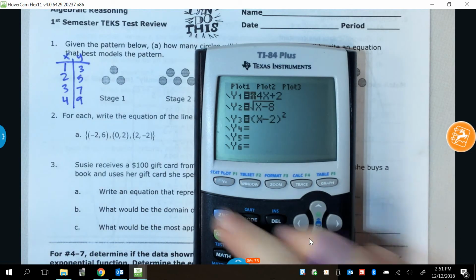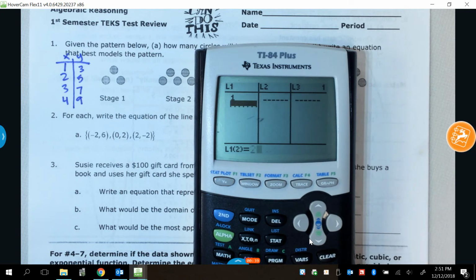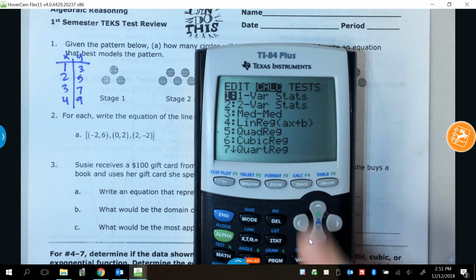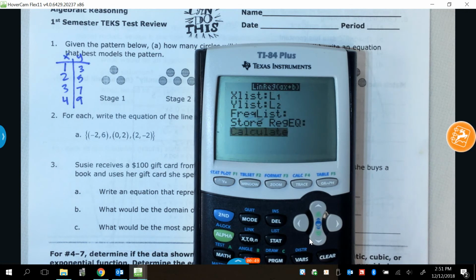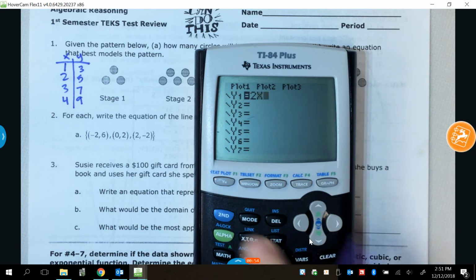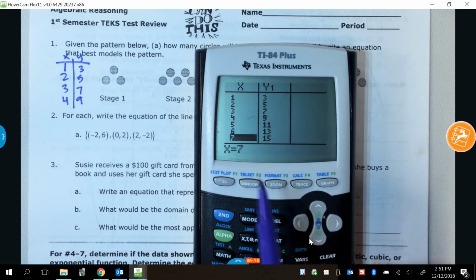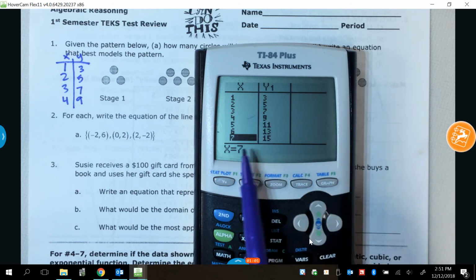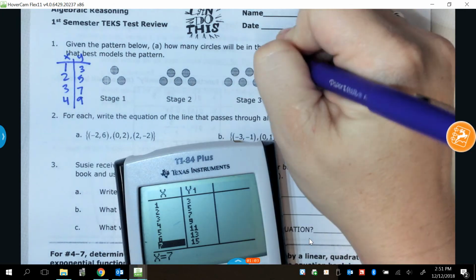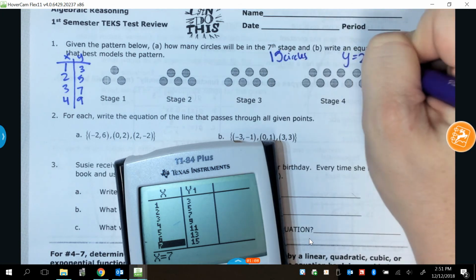Okay, clear my calculator. Could do stat, enter. 1, 2, 3, 4, 3, 5, 7, 9, and you'll do stat right. We're going to try linear, see if that works. 2x plus 1. If I plug in 2x plus 1, let's see if it gives me this table. 1 and 3, 2 and 5, 3 and 7, 4 and 9, and at 7 it's going to be 15. So in the 7th stage it's going to be 15 circles, and we said y equals 2x plus 1 is our equation.